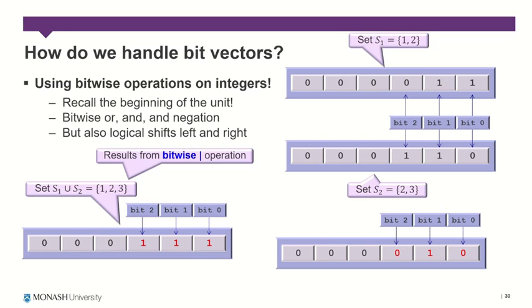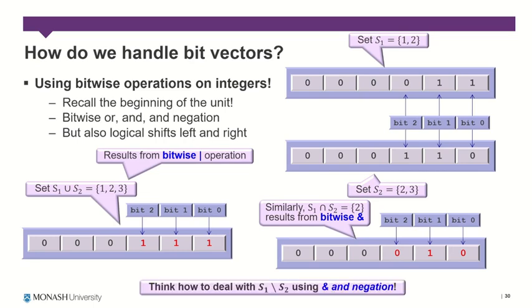In this example, if we wanted to do the intersection, we can use bitwise AND to see when we've got both bits equal to 1, then we know the resulting bit will be equal to 1 as well.